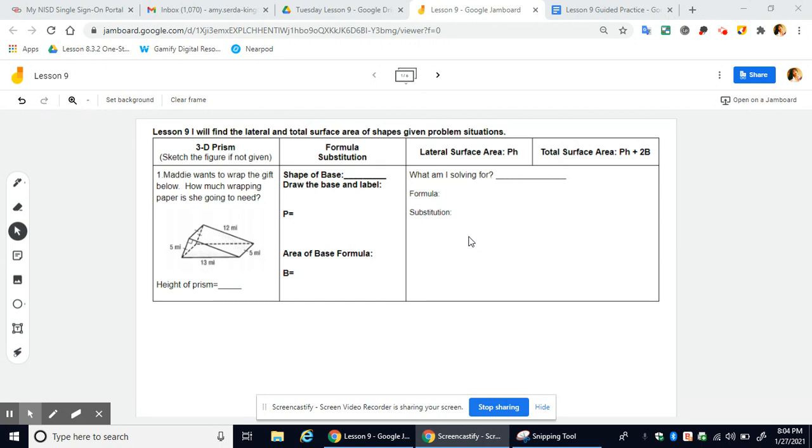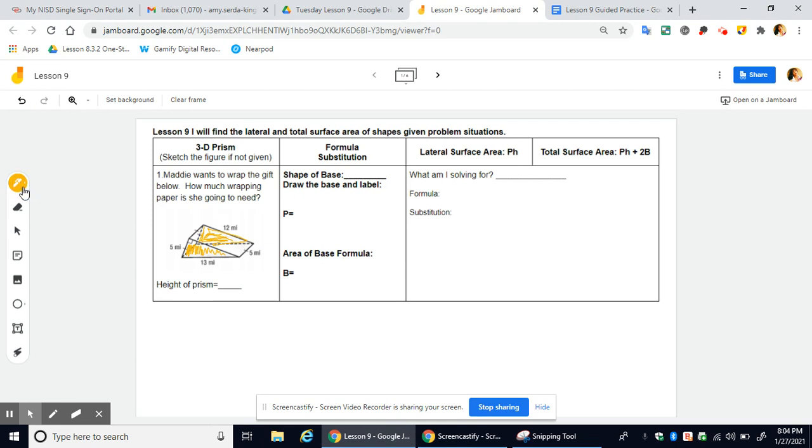So let's take an opportunity and look at the following. Maddie wants to wrap the gift below. How much paper is she going to need? So let's first start off by, as always, highlighting your bases. I can tell by this picture that my bases are the two triangles, since these are parallel to each other.